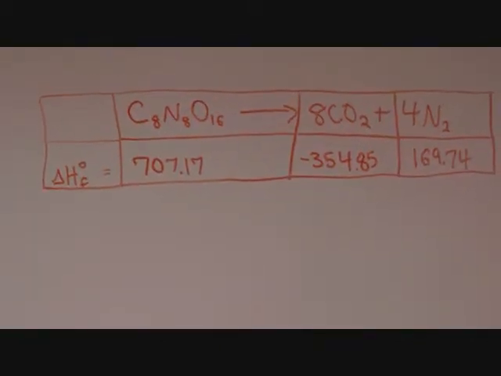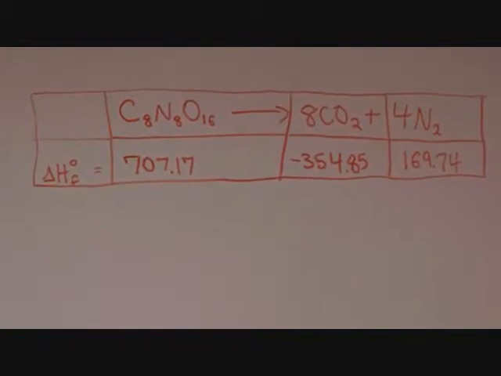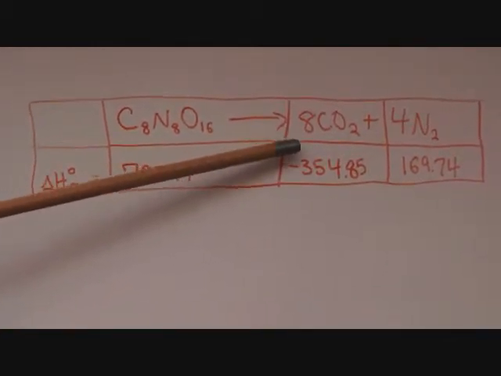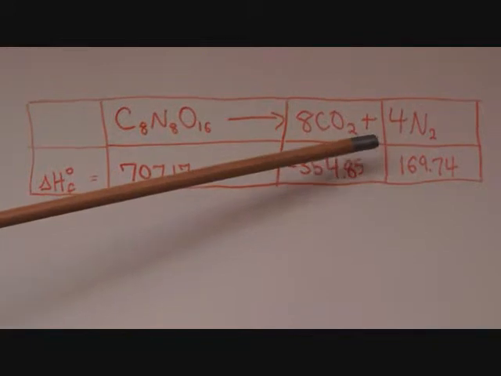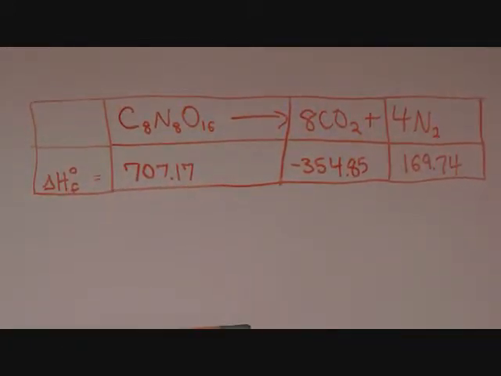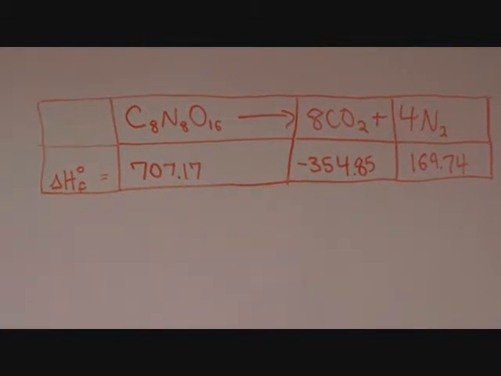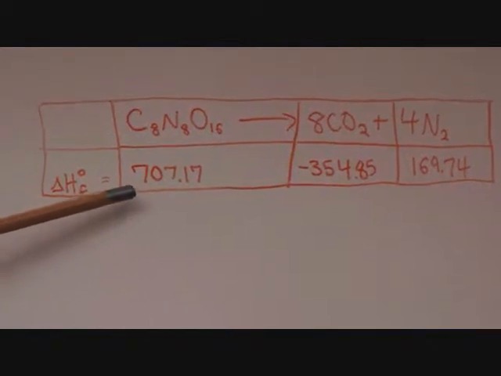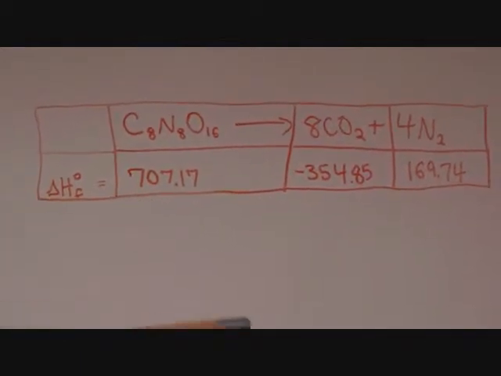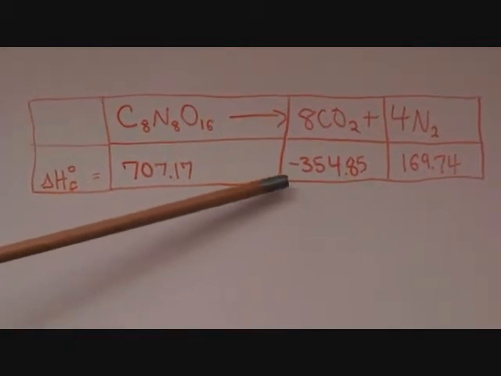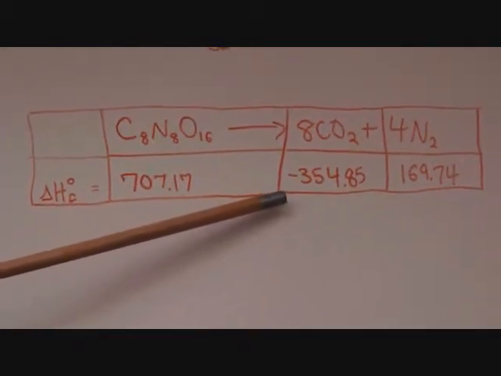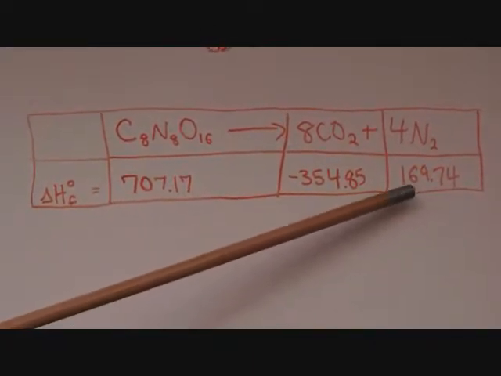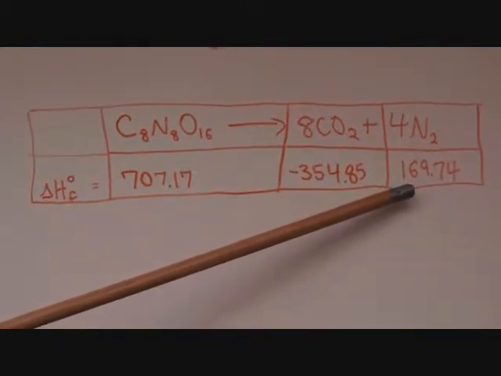The combustion reaction of ONC is seen here, where ONC combusts into 8 carbon dioxide and 4 nitrogen molecules. After we ran MOPAC engines on each of these 3 molecules, we found that the heat of formation for ONC was 707.17 kilojoules per mole. For 1 carbon dioxide molecule, it was negative 354.85 kilojoules per mole. And for 1 nitrogen molecule, it was 169.74 kilojoules per mole.